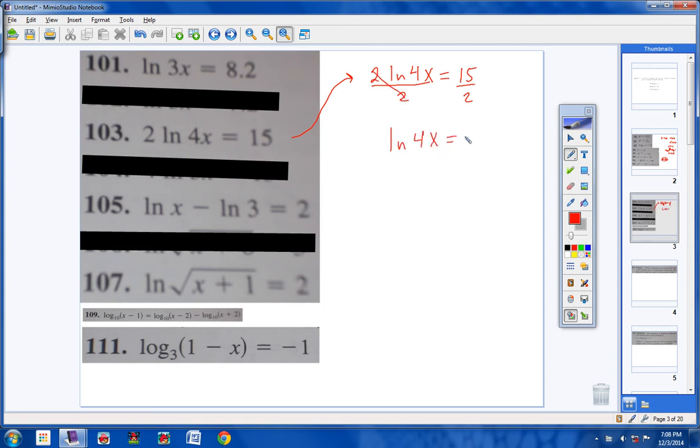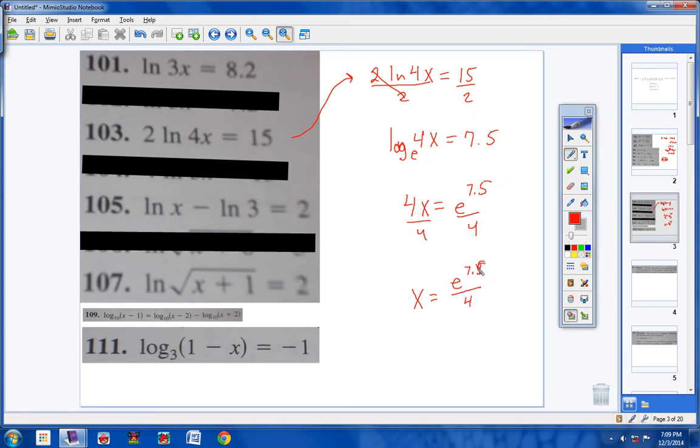Okay? Now, also next, remember, I want to write this logarithmic equation exponentially. So this natural log is really log base e. So I would have 4x equals e to the 7.5. Okay? Now divide both sides by 4. And my answer would be x equals e to the 7.5 divided by 4.